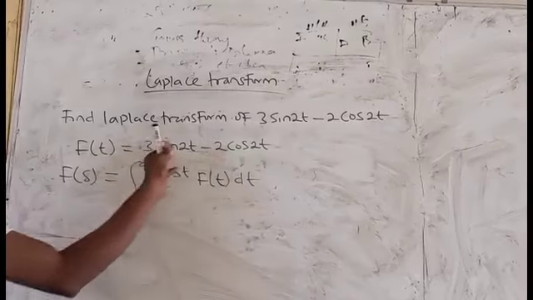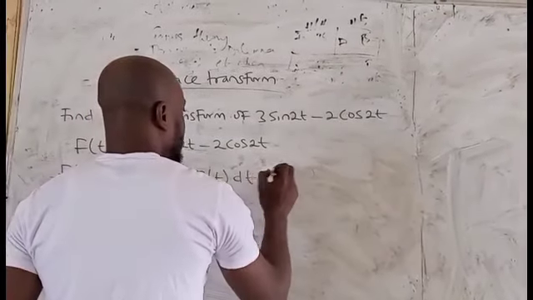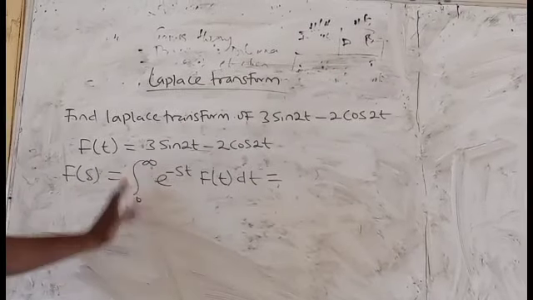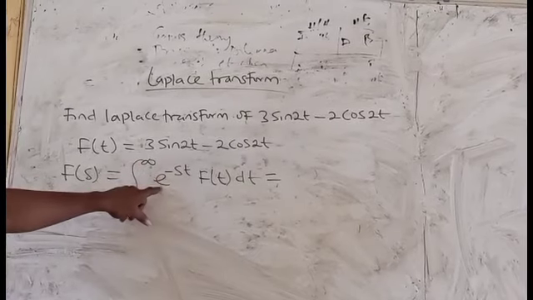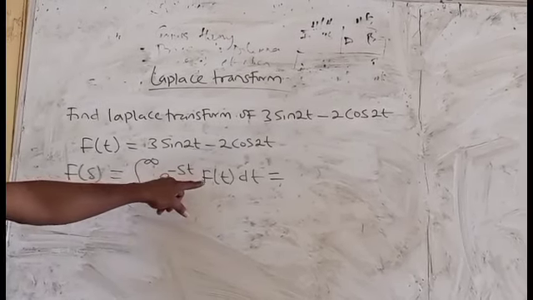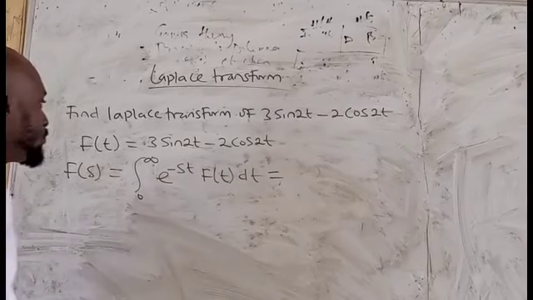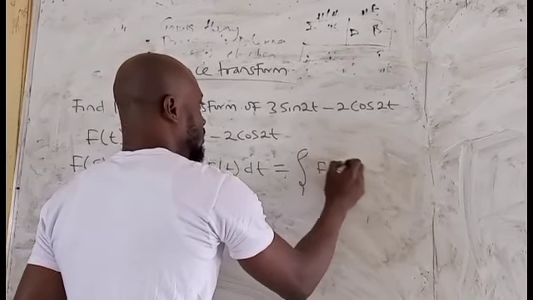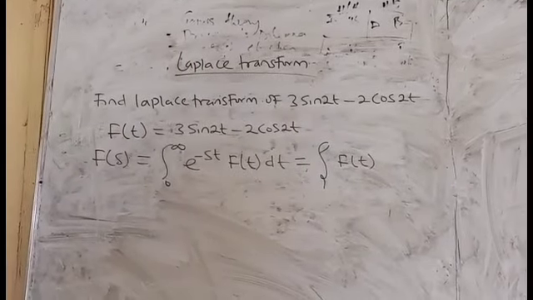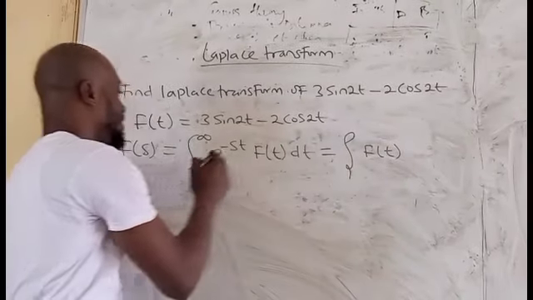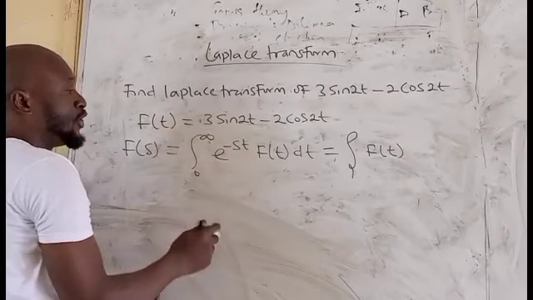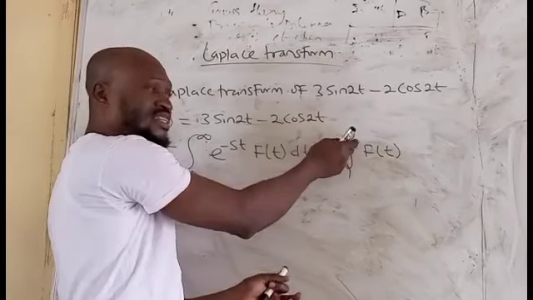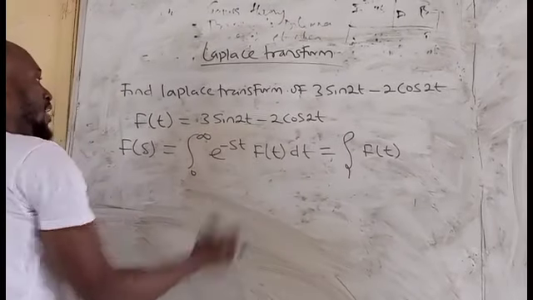Now, knowing that our f of t is equal to this, it's the same thing. There's something you need to know. If you have the Laplace transformation, f of s, equal to the integral from 0 to infinity of exponential minus st times f of t dt, it will give you the same thing as the Laplace transform of f of t. Why? Because your integral sign from 0 to infinity, your exponential raised to the power of minus st, and dt, the three of them make up this Laplace transform, and I'm going to multiply by f of t.